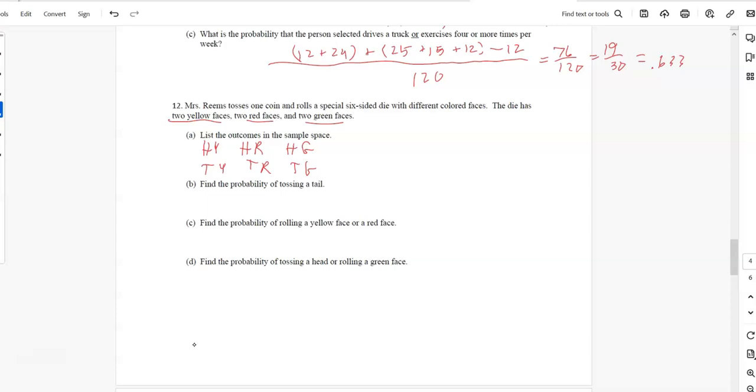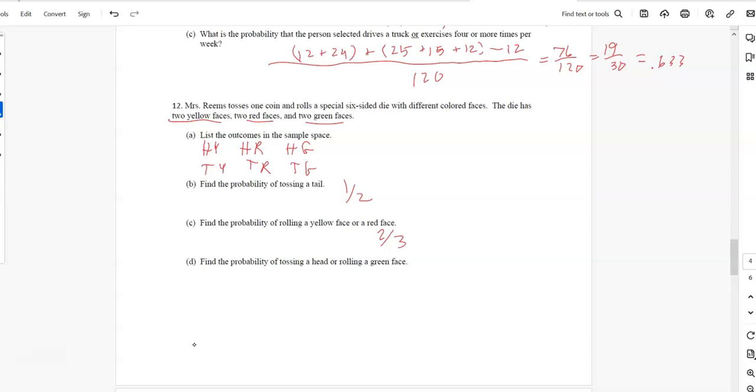Find the probability of tossing a tail. Well, tail is just 1 out of 2, right? There's three cases there. Find the probability of rolling, and they're all equally likely, I believe, all those cases. It's good to know, that's not always true. C, yellow or red. So yellow, there's 2 of them with yellow, 2 with red, so 4 out of 6 or 2/3. It's nice when you have the sample space and they're all equally likely.